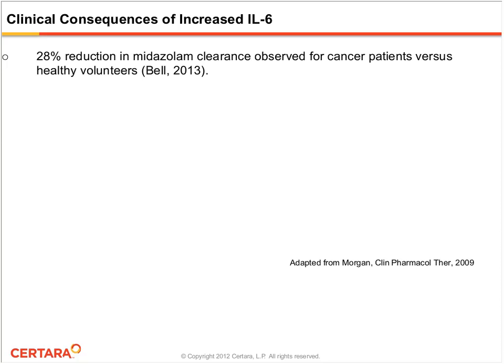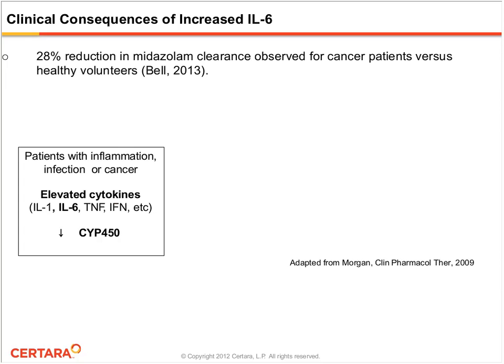There have been a number of other drugs as well, including simvastatin, where there's been a clear change in exposure. But what I wanted to mention here is that when you have patients with inflammation, infection, or cancer, they've already got elevated cytokines and IL-6. So in these patients, there will already be a reduction in the P450 activity. However, when they're given a drug that reduces these cytokines, that stops the suppression of the enzyme.